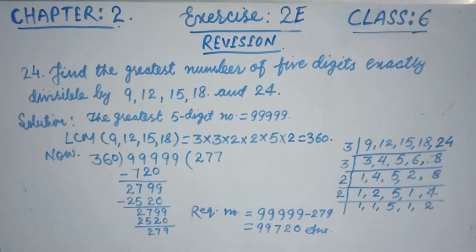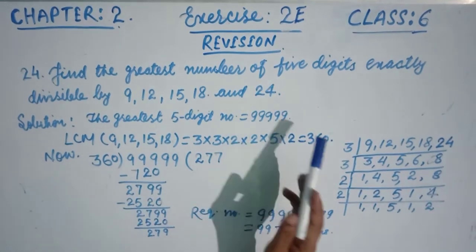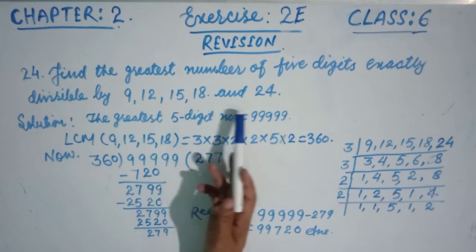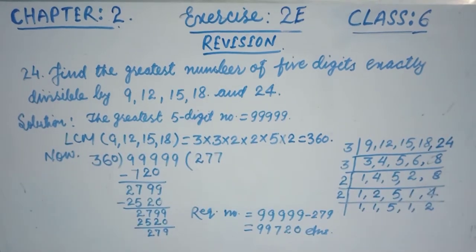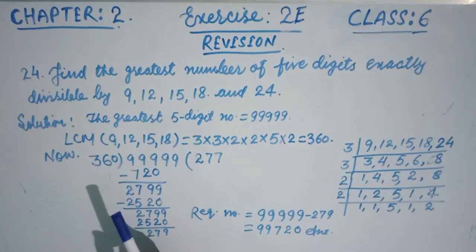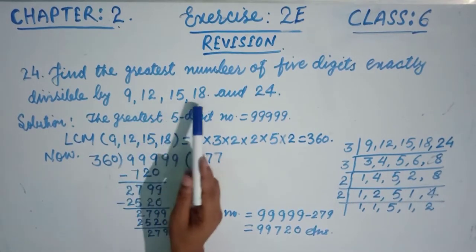Now see friends, once again: find the greatest number of 5 digits exactly divisible by 9, 12, 15, 18 and 24. First, friends, write the greatest number of 5 digits, and the greatest number of 5 digits is 5 nines, 99,999. Now first find the LCM of these given numbers 9, 12, 15, 18 and 24.